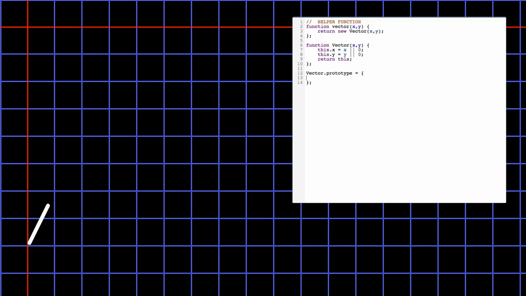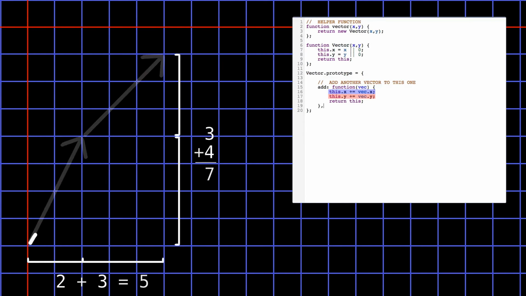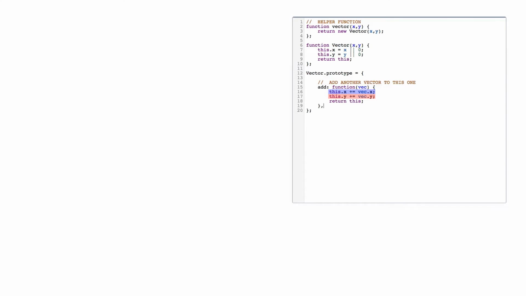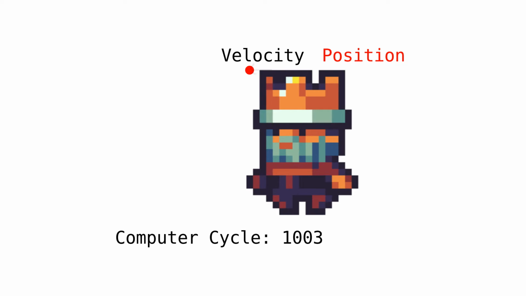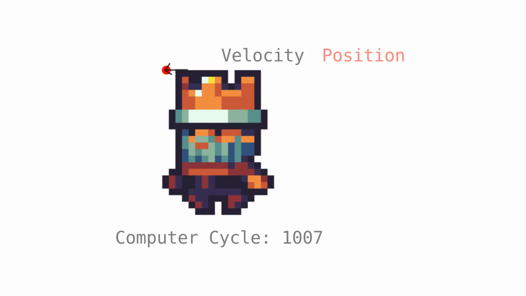The simplest vector math is probably the most commonly used, and that is addition. Addition is performed on vectors by drawing them end to end, or adding the x and y values of the vectors separately, as we do in our code. In a game, any object that moves will have position and velocity vectors, and each computer cycle the velocity will be added to the position, moving the object across the screen.